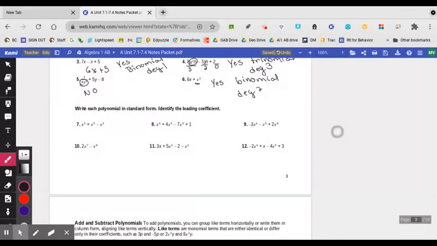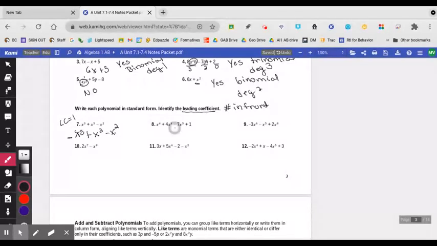So now we're going to write each polynomial in standard form. Standard form, remember, is always highest exponent to lowest exponent, or highest degree. So in number 7, we start with x to the 5th plus x cubed minus x squared. And our leading coefficient is the number in front of the highest degree. So in this case, our leading coefficient is 1.